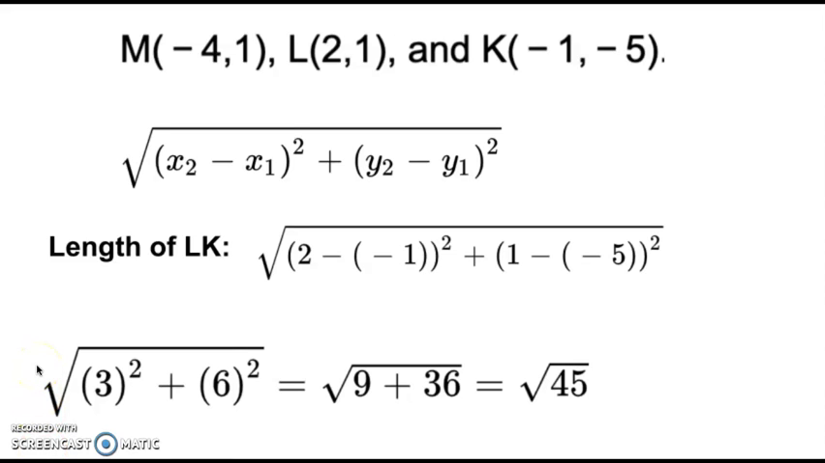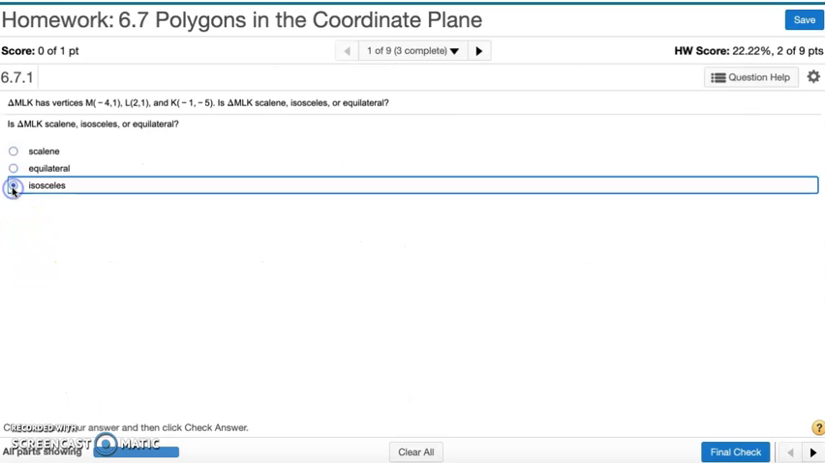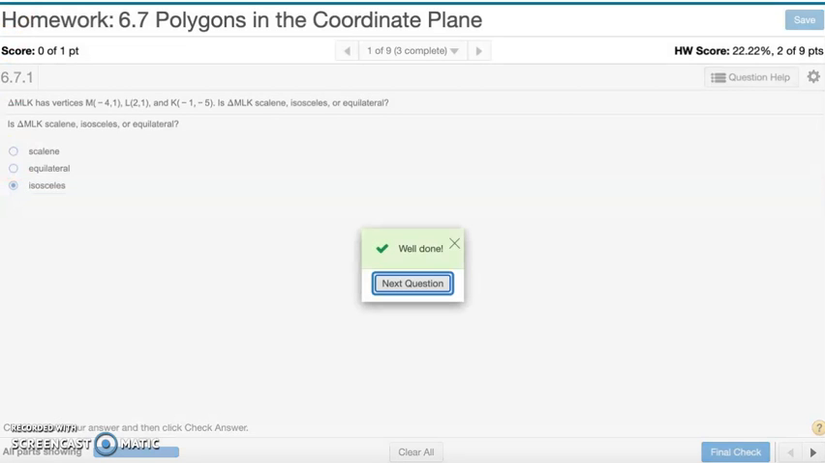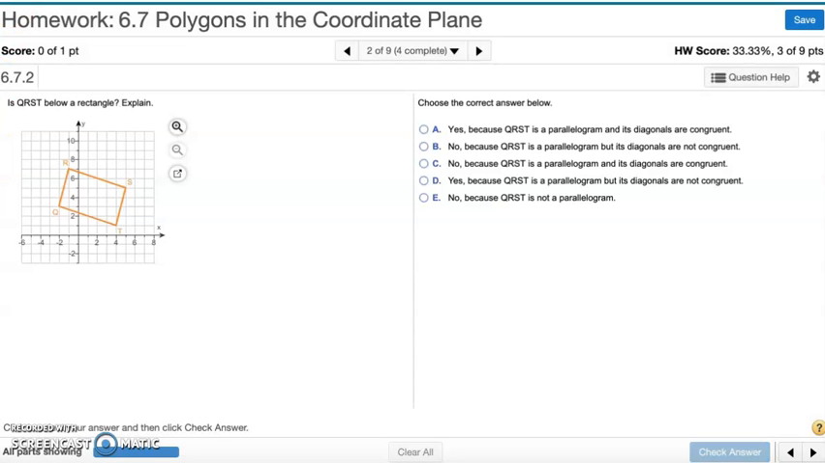Now, we have 2 out of our 3 sides being equal. That means this triangle is going to be isosceles, so let's choose that. So I'm going to choose isosceles, and that's number 1. Number 2, is Q, R, S, and T below a rectangle? So let's figure it out.